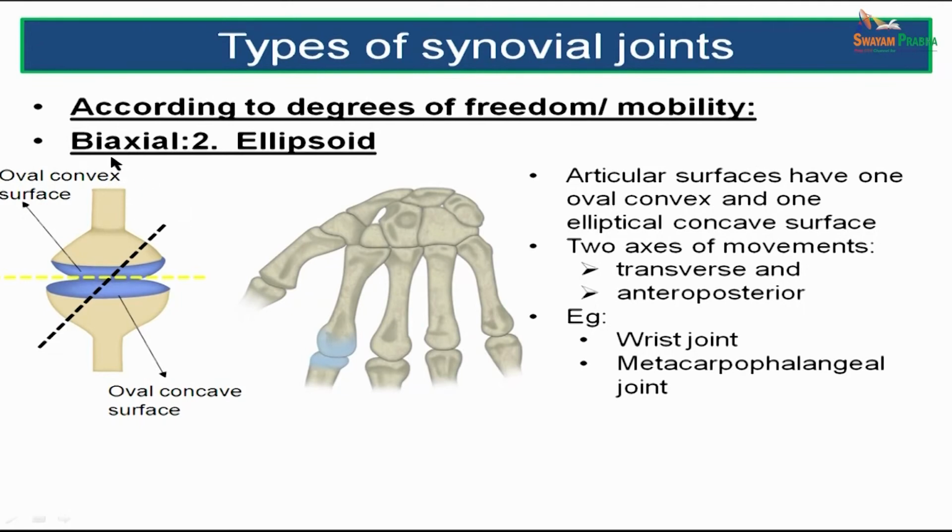The second variety of biaxial joint is the ellipsoid joint. Now, here the articular surfaces have one oval convex surface and one elliptical concave surfaces fitting into each other. The movements occur along two axes here, mainly the transverse axis and the antero-posterior axis. This kind of joint is seen in the wrist joint and the metacarpophalangeal joint.